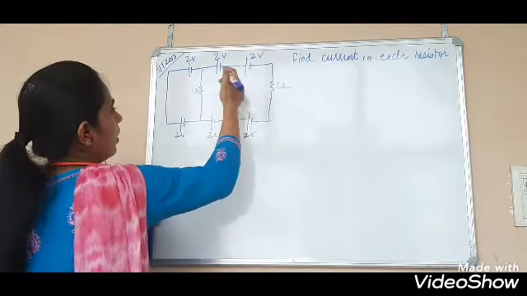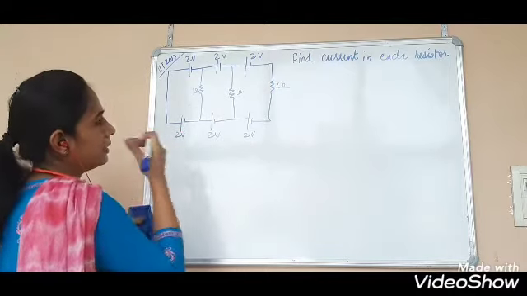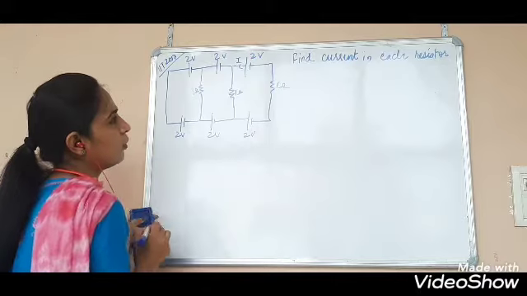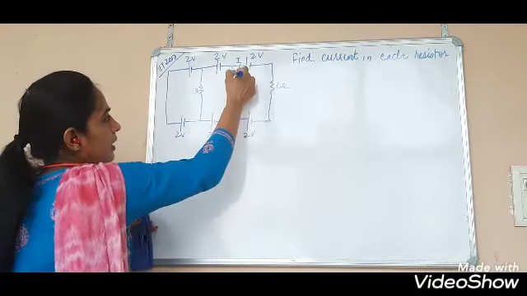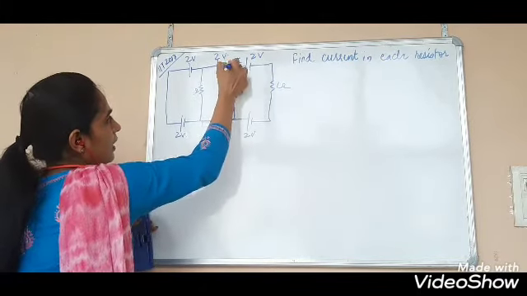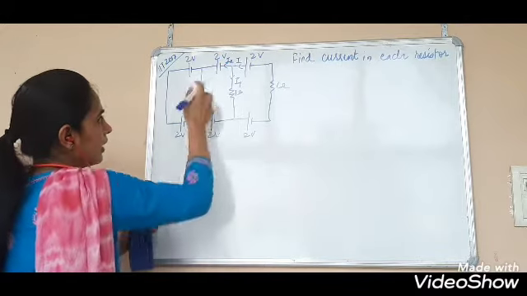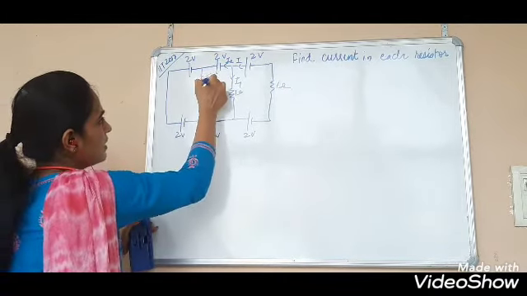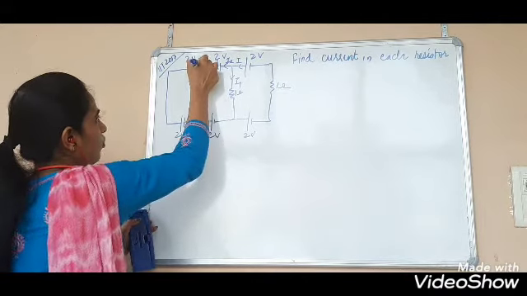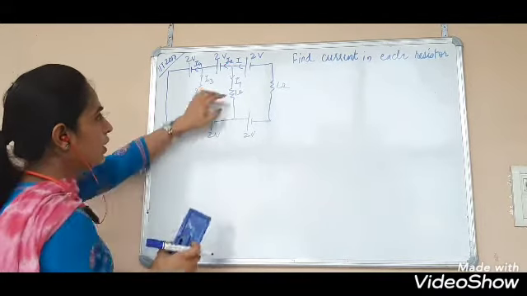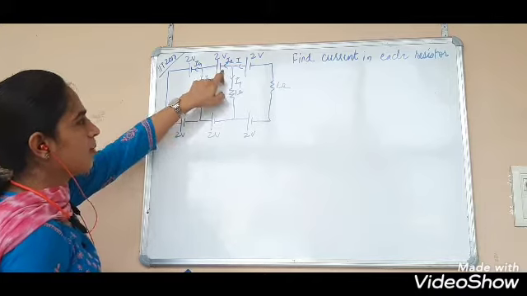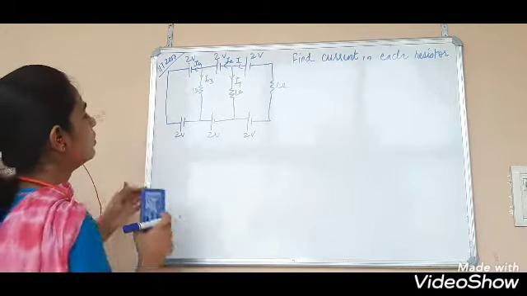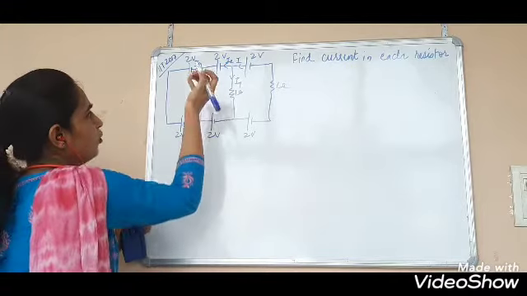Since all are 2-volt cells, we can draw current from any one. So I am drawing current I from this cell. Let's say I1 goes here and I2 goes here. Then I2 will get divided again. Let's see, I3 goes here and I4 goes here. If you're taking this as I1, this can be I minus I1 or whatever. You just have to name the current.